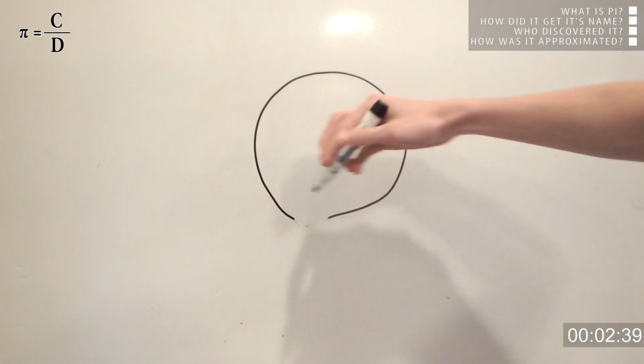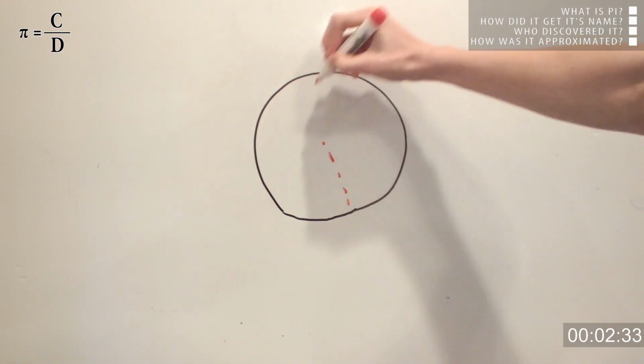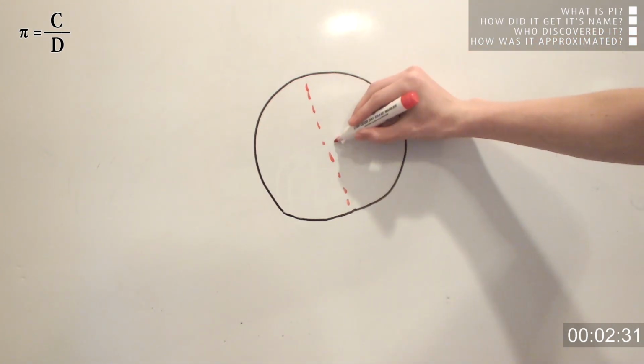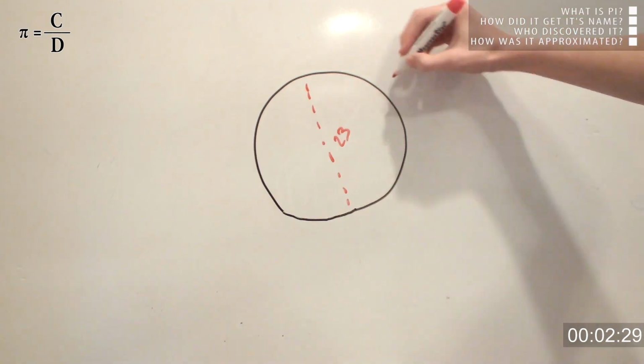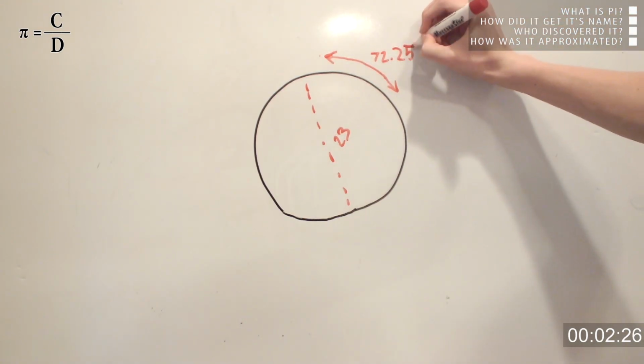Okay, look at this circle here. Are you looking at it? Look at it. Are you looking at it now? Okay, good. The diameter of this circle, which is, as you probably know, the distance from one side of a circle to a point on the direct opposite side, is 23. And the circumference, which is the distance around the entire circle, is about 72.25.